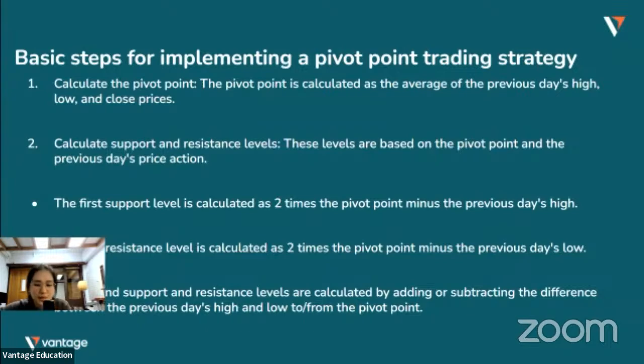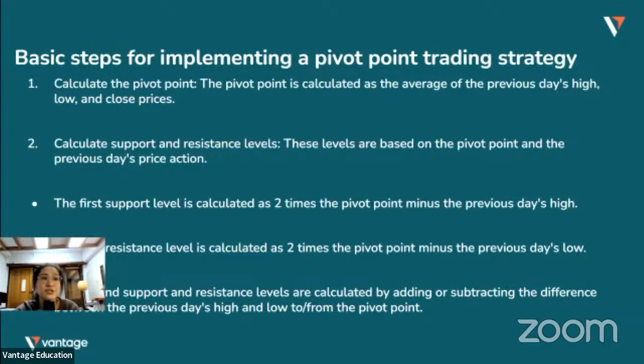So here are the basic steps for implementing a pivot point trading strategy. Firstly, we calculate the pivot point. The pivot point is calculated as the average of the previous day's high, low, and close prices. This is the most important level because it represents the point at which the market may change direction.